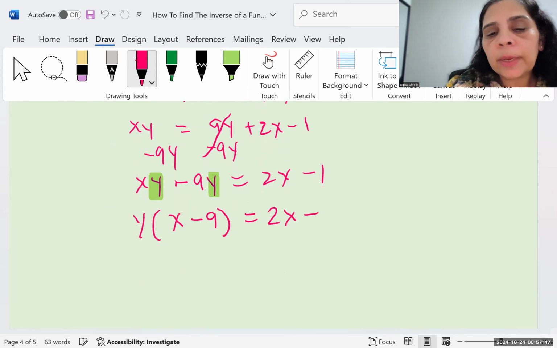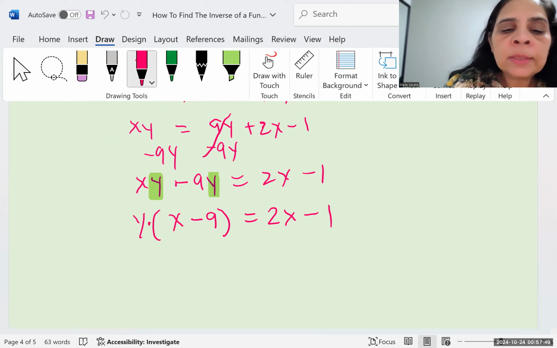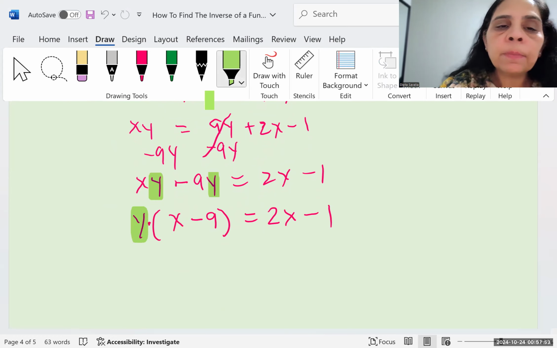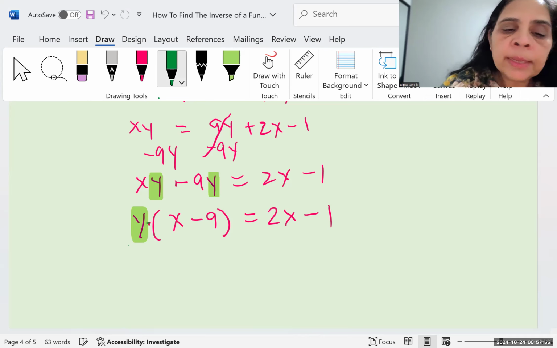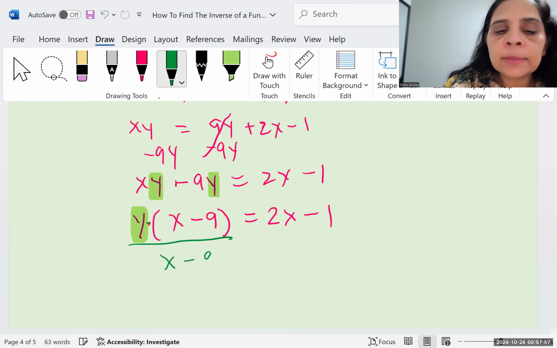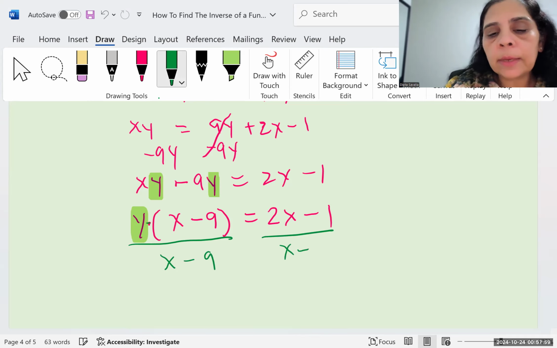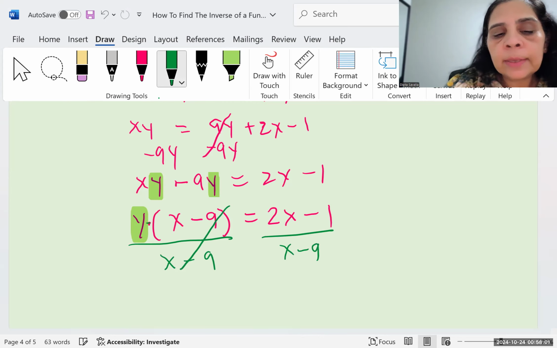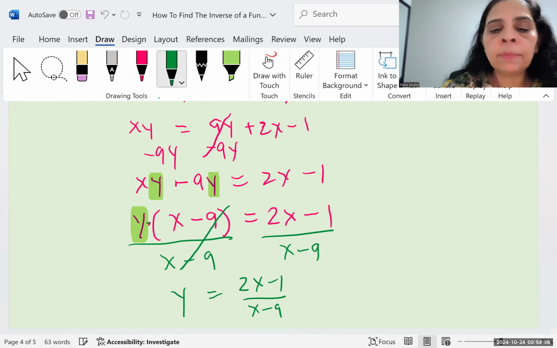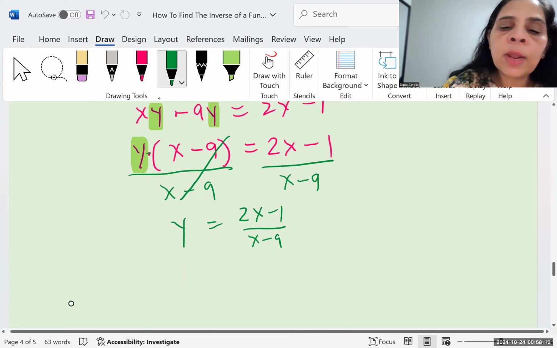Equals 2x minus 1. Now we can see we have this parenthesis, and y is only here. It's just multiplication, so we can divide by x minus 9 on both sides. So that cancels, and y equals 2x minus 1 over x minus 9. That's it. We solved for y.